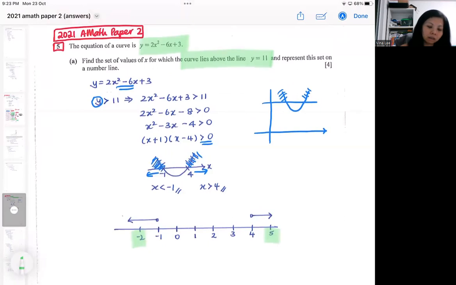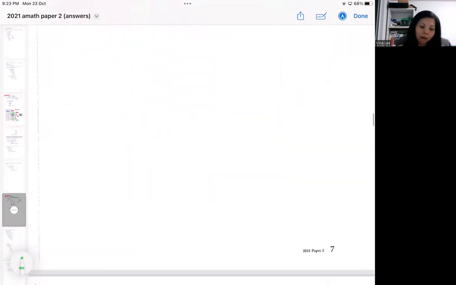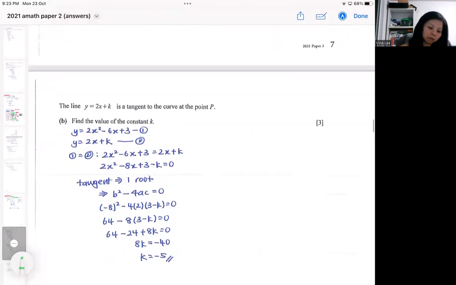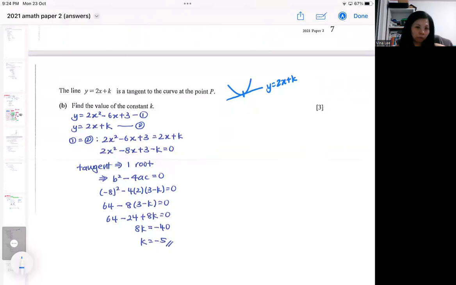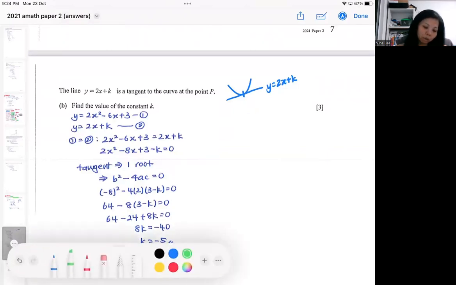So part A is just a direct inequality. Part B involves simultaneous equations because you are given a straight line that is tangent to the curve. I will show you the simultaneous method first. If I do this simultaneous method, I have to use the discriminant. That means if I do a simultaneous equation and there is one root, I should execute my discriminant. The condition for the discriminant will be one root.